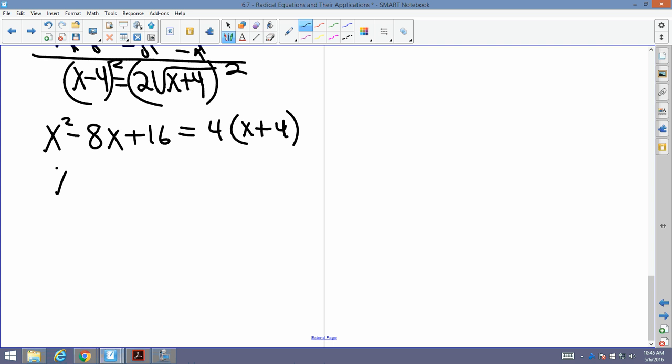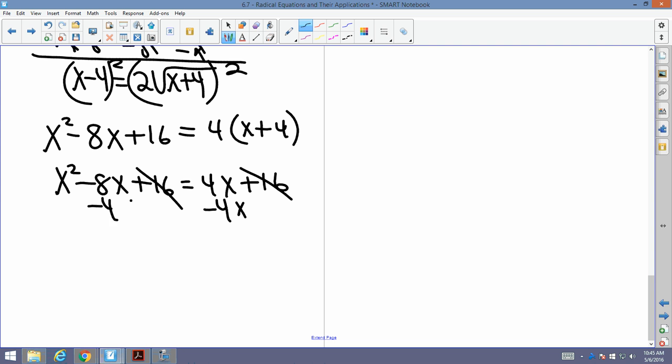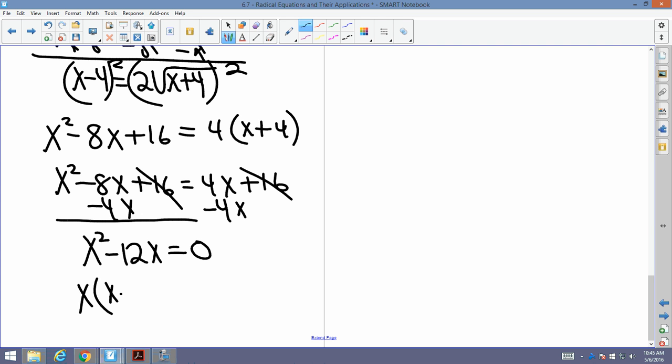This is x squared minus 8x plus 16 equals 4x plus 16. These 16s cancel. I subtract 4x to both sides, my brothers. And I get x squared minus 12x equals 0. Excellent. Now what do I have to do here? What can I factor out of here? Excellent, brothers. I can factor out an x, giving me x times x minus 12. Zero product property. X equals 0 or positive 12.